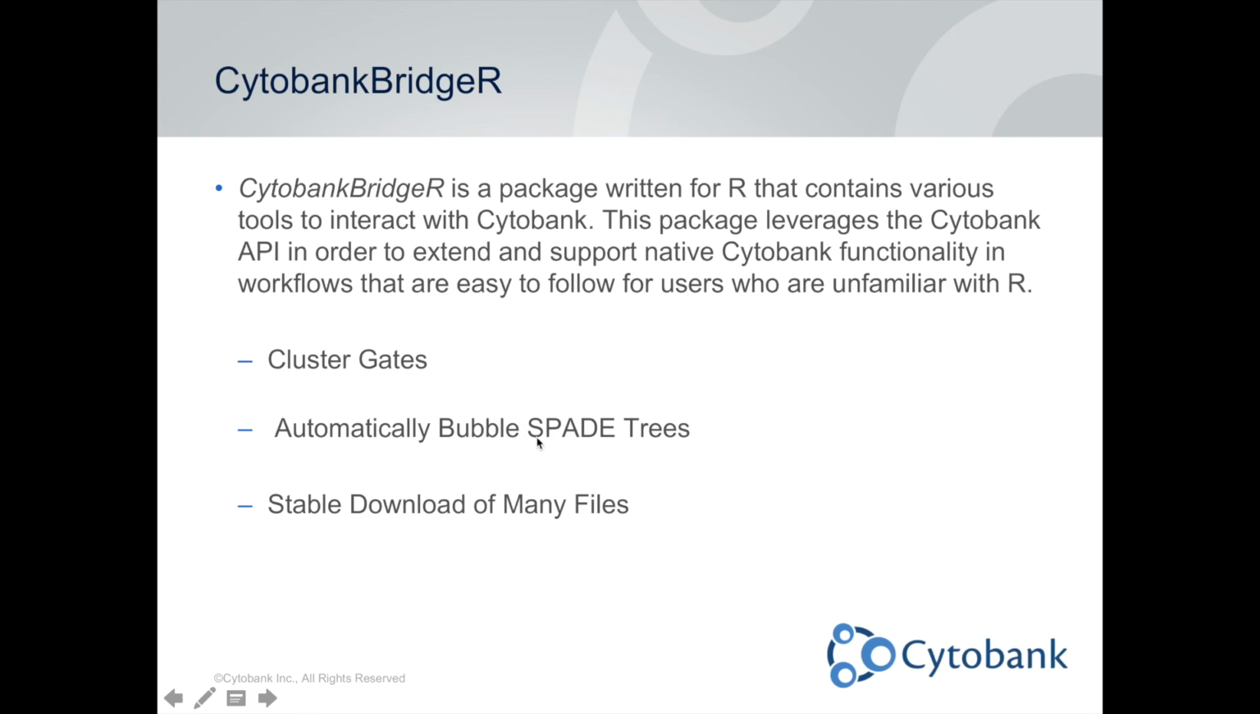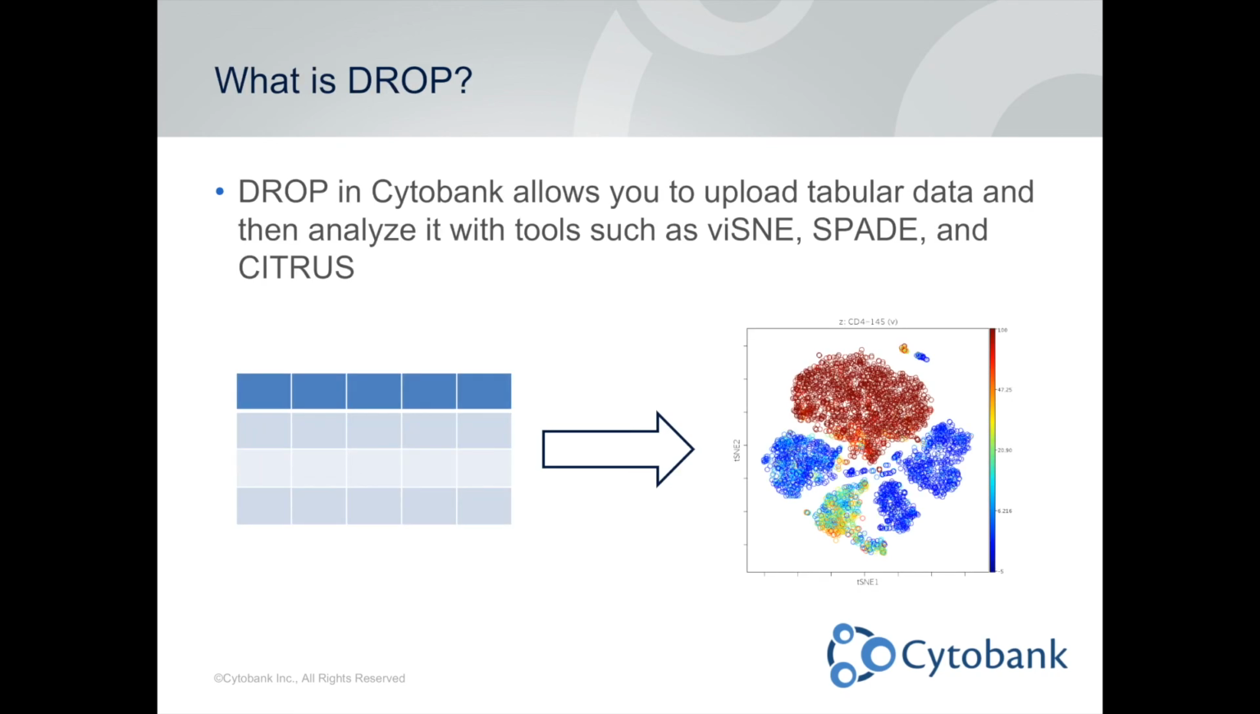You can automatically bubble Spade trees in Cytobank. And if you have a very large set of files to download, you're having connectivity issues, you can use Bridger to automatically download the whole series of them one at a time. So it's a great way to bridge that gap between a wide open, really flexible Cytobank API and some advanced usage.